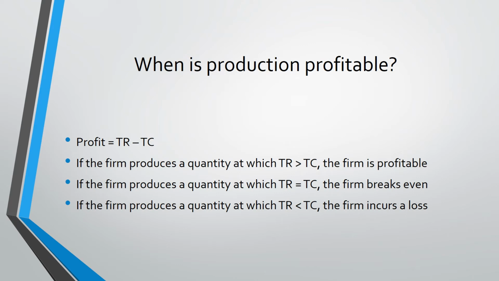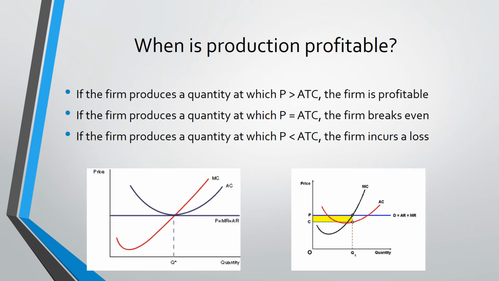When is production profitable? Again, we think about how to define profit. Profit is equal to total revenue minus total cost. So if a firm produces a quantity at which total revenue is greater than total cost, the firm will make money because it will be a positive number. If those two are equal, total revenue equals total cost, the firm will break even, making zero economic profit. And if they produce where total revenue is less than total cost, the firm will incur a loss.